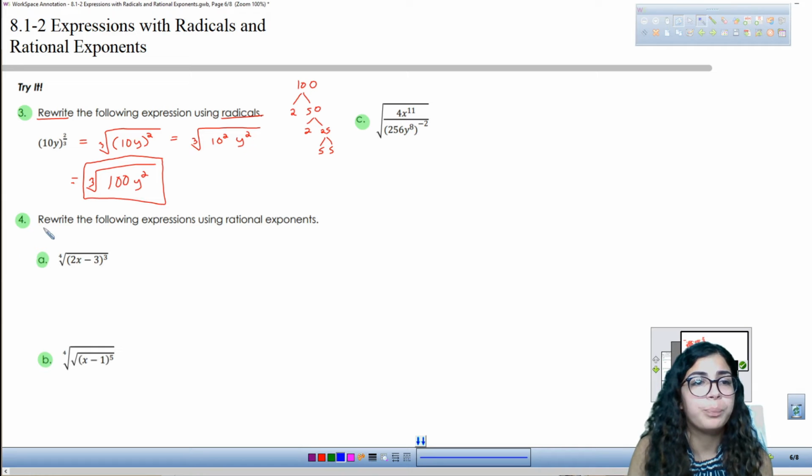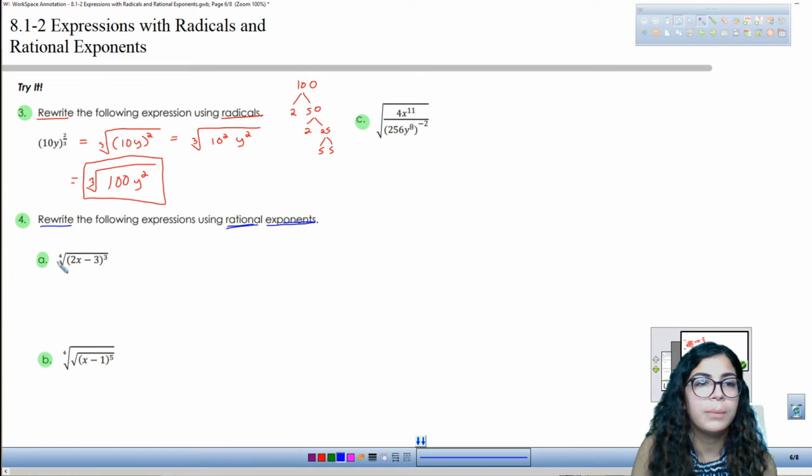Number 4, we are rewriting the following expressions, and we're going to use rational exponents. So we need fraction exponents on this one. And we have 3 parts, A, B, and C. Starting from part A, let's go ahead and put that index in the denominator, right? So this would be the 2x minus 3. That power of 3 stays, and then the index, which is 4, is the denominator of that exponent. And that's it. There's nothing to simplify in here. So we're done.